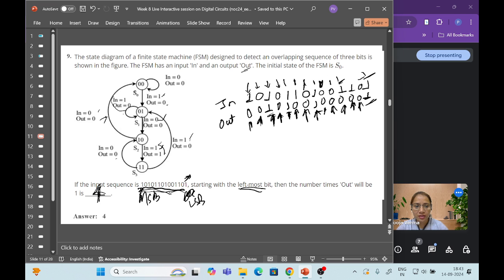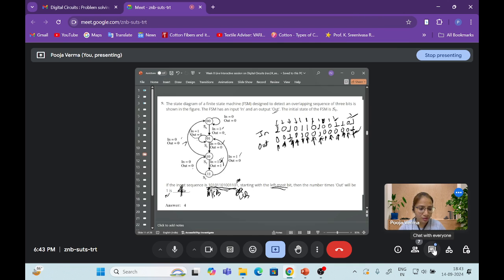Now the last one is 1. So in is 1 and the corresponding out is 1, so noted down. Now check how many times out is 1. That is 1, 2, 3, 4. That is what is asked in the question: the number of times out will be 1 is 4 times for this sequence. I think now you have understood this question.